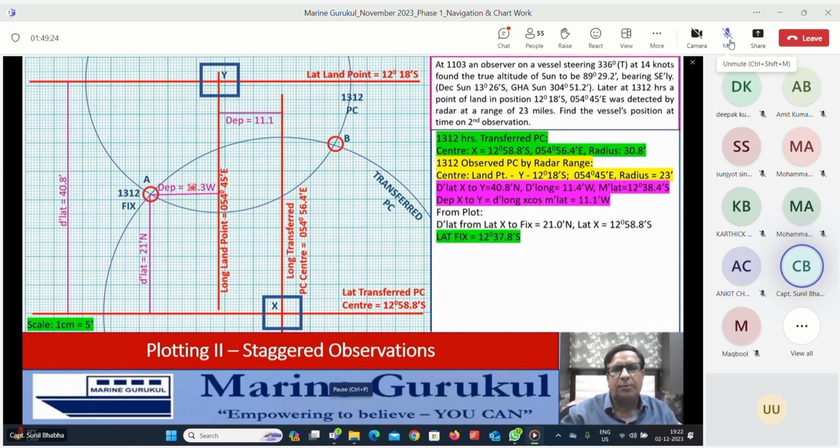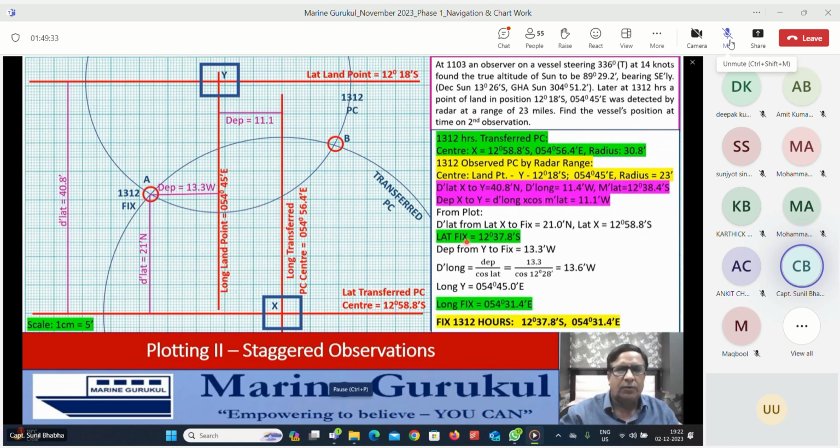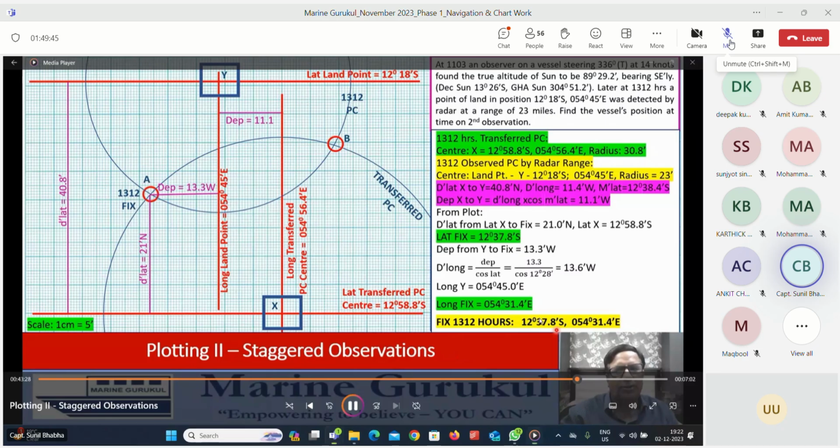We can use plane and parallel sailing formula and use the coordinates of the reference points from where the measurement of D-lat and departure has been done, and we can then apply them here. When we convert the departure into D long and apply, you can see the working on the screen, and it eventually gives us the fix at 1312 as 12 degrees 37.8 minutes south and 54 degrees 31.4 minutes east. So here we had two position circles. We transferred one of the position circles. You could have a situation in which you have one position circle and one position line. So the combination could be two PLs, two PCs, or one PL and one PC.